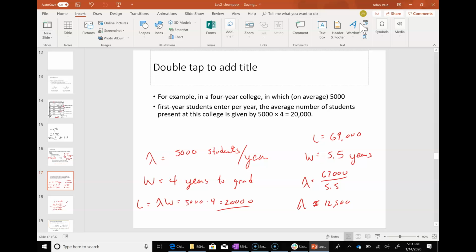How many of you guys are transfer students? I would expect about half the class. How would you feel about staying 5.5 years here? Yeah, you already did your 2 or 3 years at your junior college.